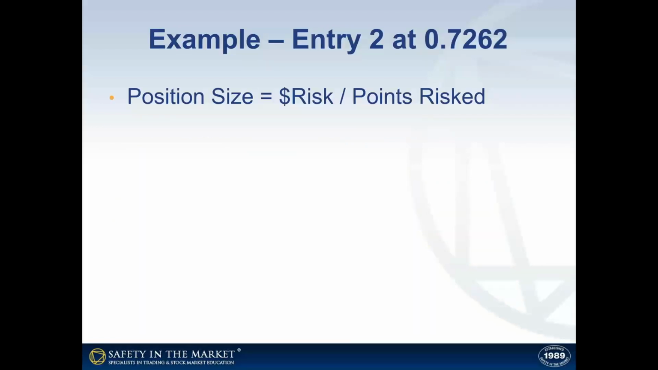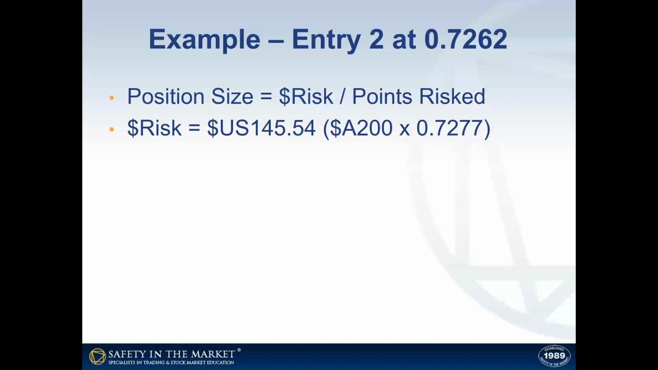Remember that our position size equals dollar risk divided by points risked. So I'll get you started on this one. Our risk on this trade is going to be 145.54 US. So that's slightly lower because, as you can see, we've got a stop loss at 72.77 for this second entry. So it's a slightly worse off deal for us if we're converting our money into US dollars. So we can only risk a slightly smaller amount of US dollars on this trade.